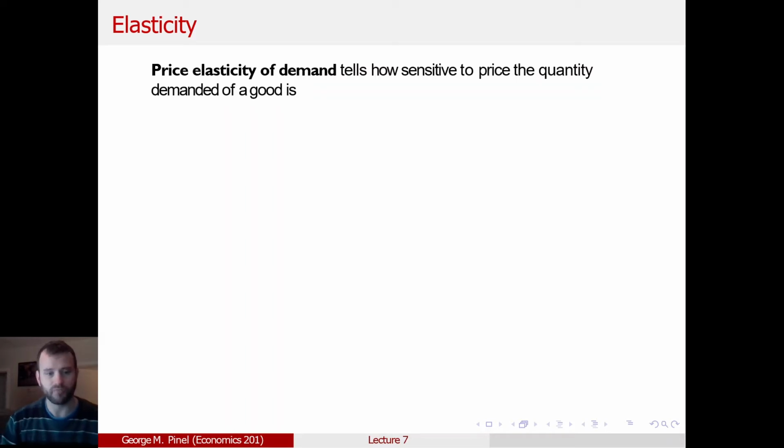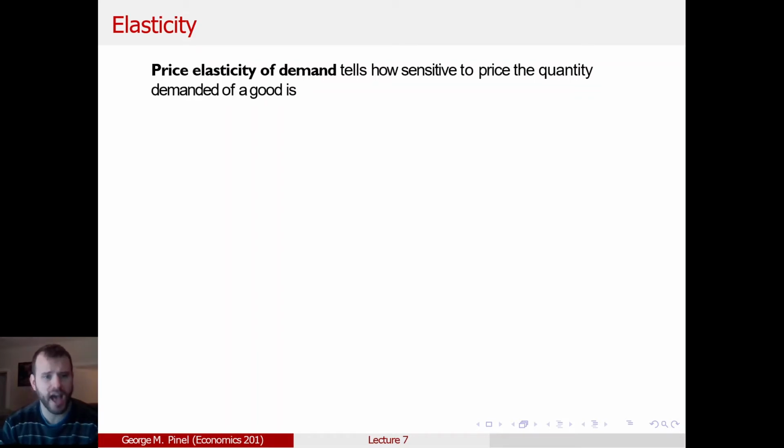Alternatively, if there's a small price change but a large change in quantity demanded, then we call that elastic demand. And really the big thing for price elasticity of demand is determining how revenue changes.